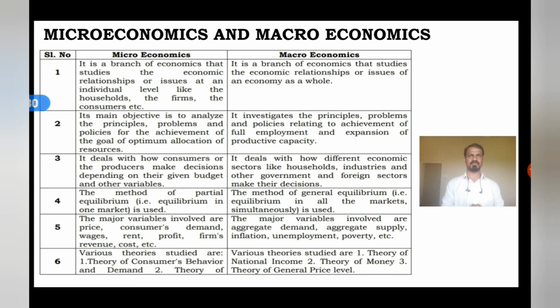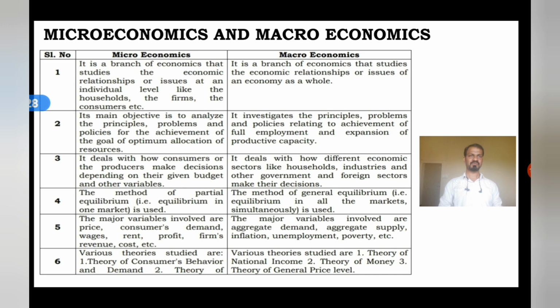Microeconomics is a branch of economics that studies economic relationships or issues at an individual level, like households, firms and consumers. It deals only with individuals, firms, units or households, not the entire economy. That is what we learn in microeconomics, which deals with individual values or individual units. That is what is said under the first point.